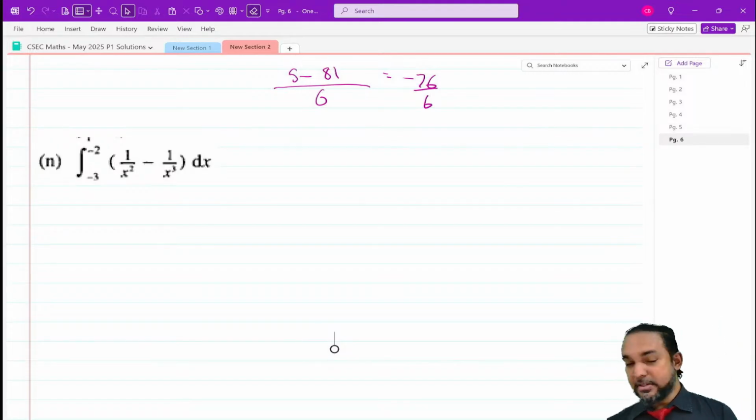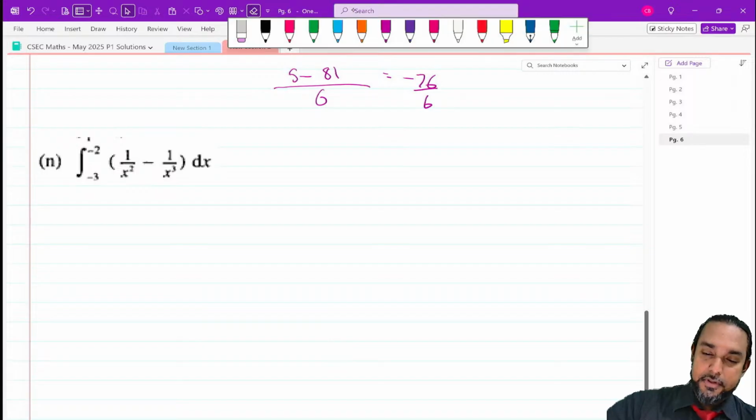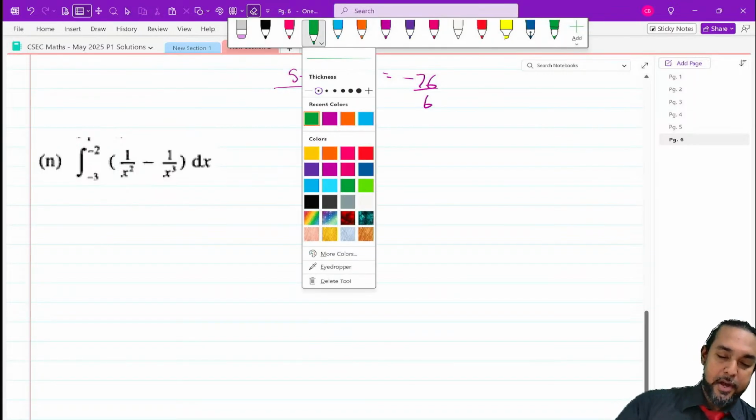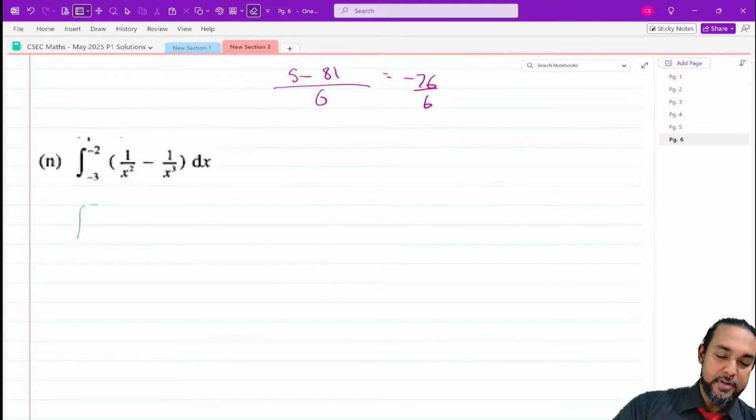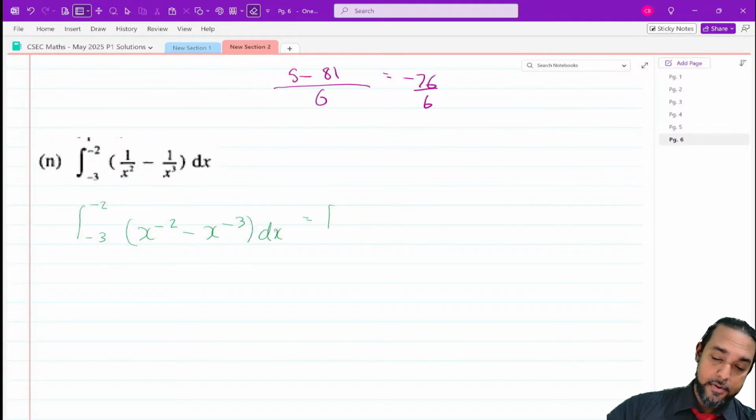All right. So guys, let me see if we could sort this out. The first thing we should do here is actually rewrite this using laws of indices. What I mean by that is that we're going to put this as x to the minus 2 minus x to the minus 3 dx. So now we could integrate. When we increase the index by 1, we get minus 1, and we divide by that same index. Same thing here. When we increase minus 3 by 1, we get minus 2, and we divide by minus 2.